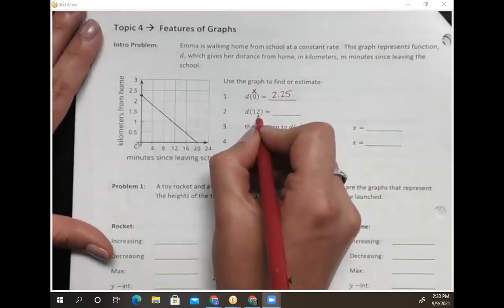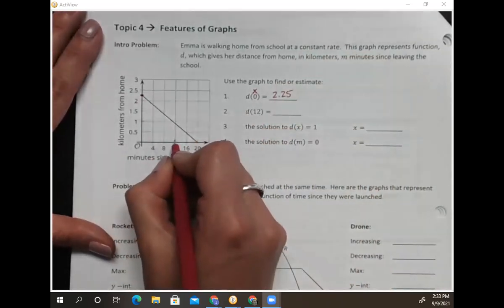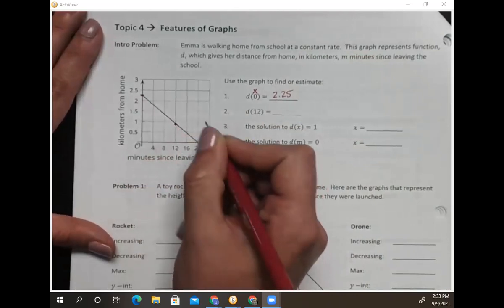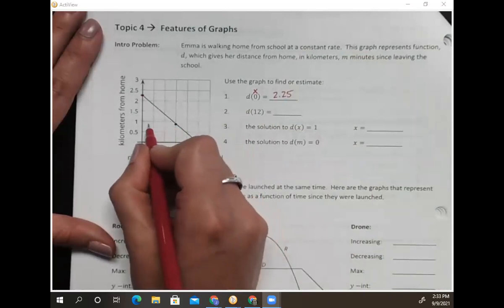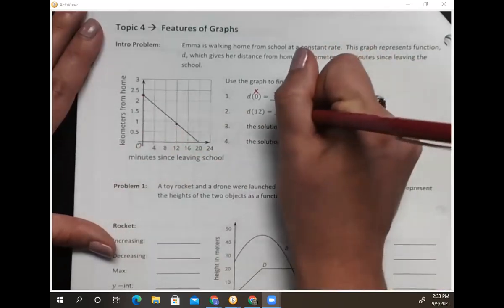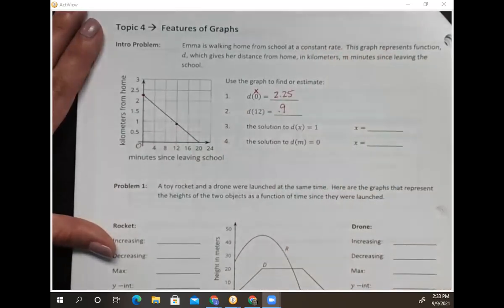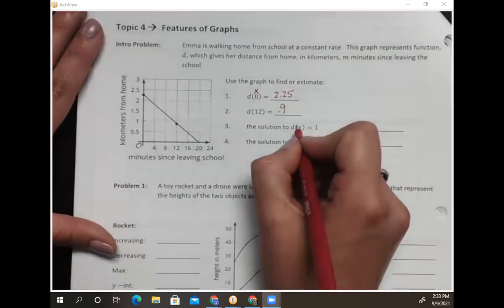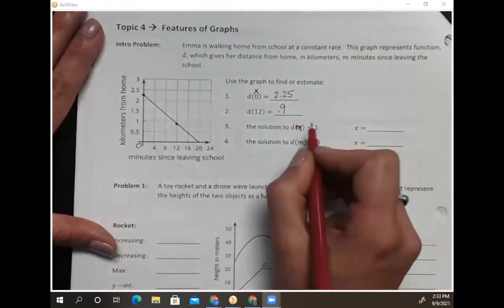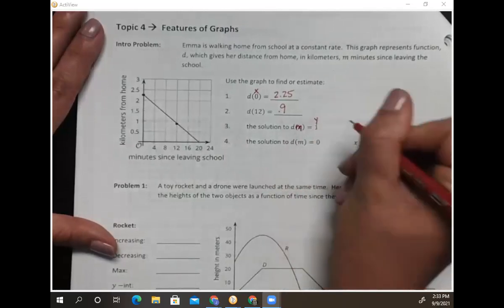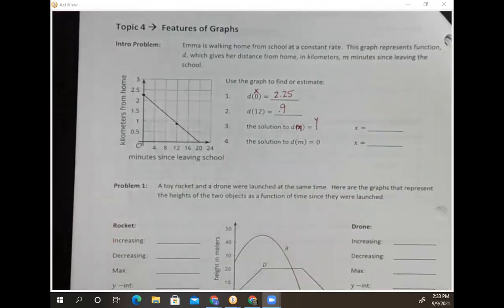d of 12 means our x value is 12. Find that point on the graph and then estimate the y. So if we had to estimate our y here, yeah, it's just under 1.9, a good estimate. And then for 3 and 4, this should be d of m. For 3 and 4, we don't know that x value, but we do know the y. So we'll reverse this. We'll use the y to figure out what that x is supposed to be.